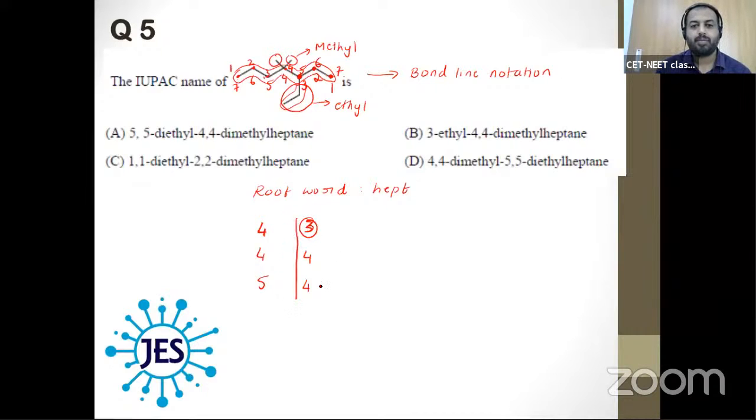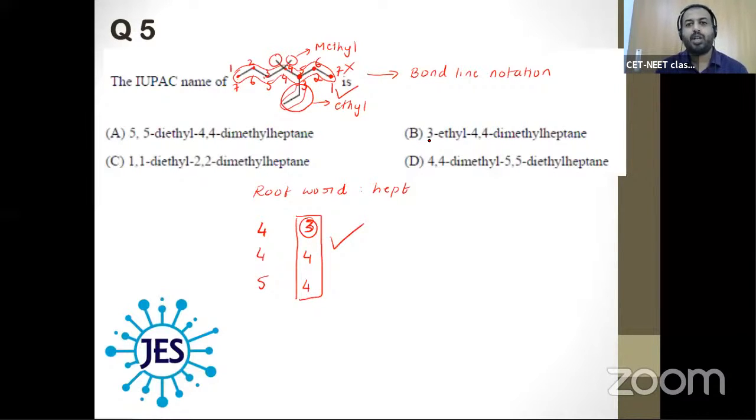3, 4, 4 is correct. That is from right to left. This numbering scheme is correct. This is wrong. So hence you would name this as, look at this, 3-ethyl. Third position there is ethyl, 3-ethyl.